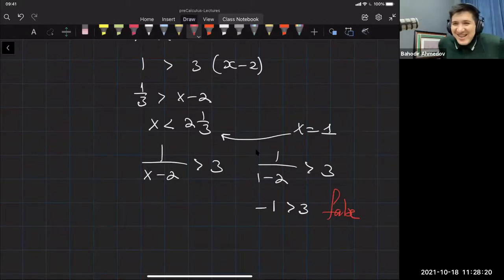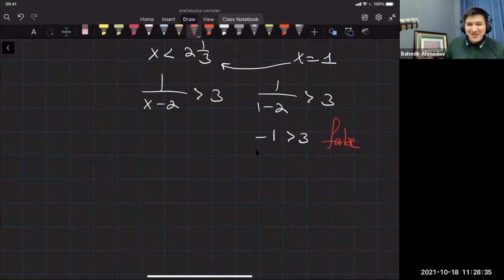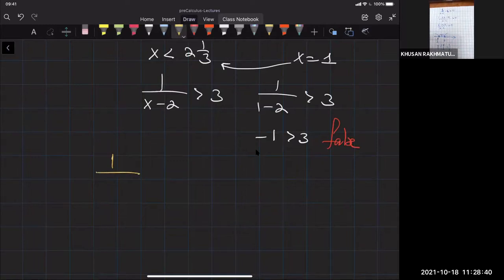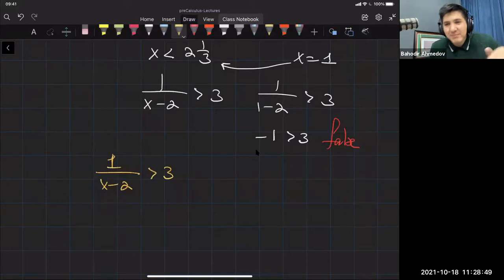Again, so this doesn't work, right? So the strategy, I think, is wrong, right? So we can't just multiply things or take the reciprocals. We need to figure out another way how to solve this. So we still need to solve this. Oh yeah, that's correct. So this is how we need to solve this.